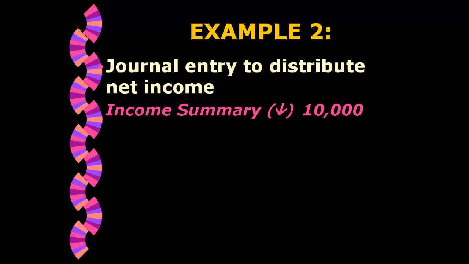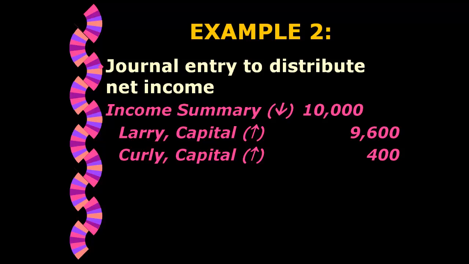When we go to make our journal entry for example 2, we're going to debit income summary, this time for the $10,000 net income. We're going to credit Larry's capital for his share, what we decided he should receive, and then we're going to credit Curly's capital for the $400 we decided he should receive. Again, both partners' capital accounts are credited, which makes them go up. We had a net income, that makes the net worth of our business also go up.